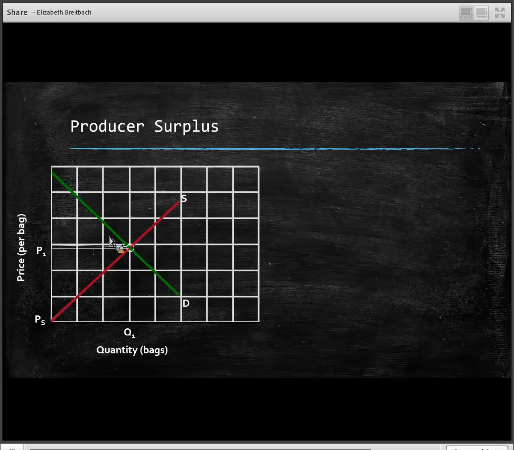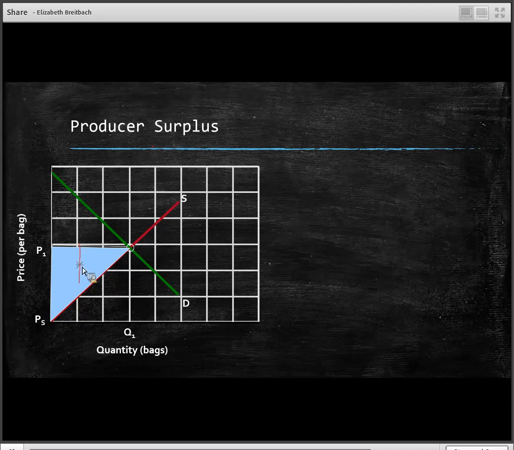We take price, and remember our price is that equilibrium price of P1, and we compare that to the willingness to sell. Willingness to sell is represented by the supply curve. So what we care about now is the area below the price, above the supply curve, from 0 to the quantity.